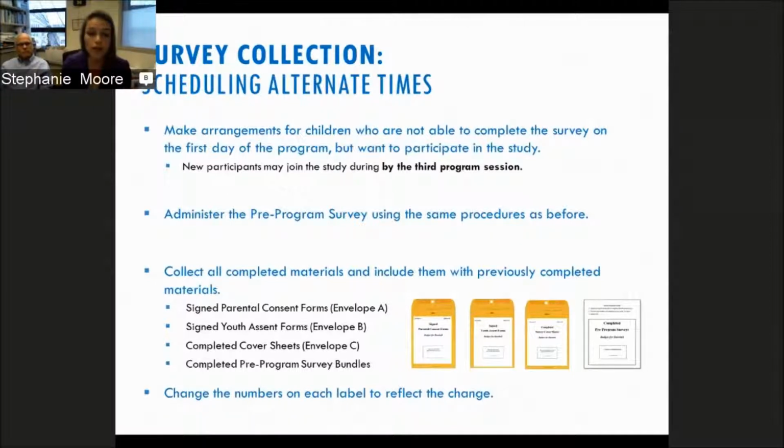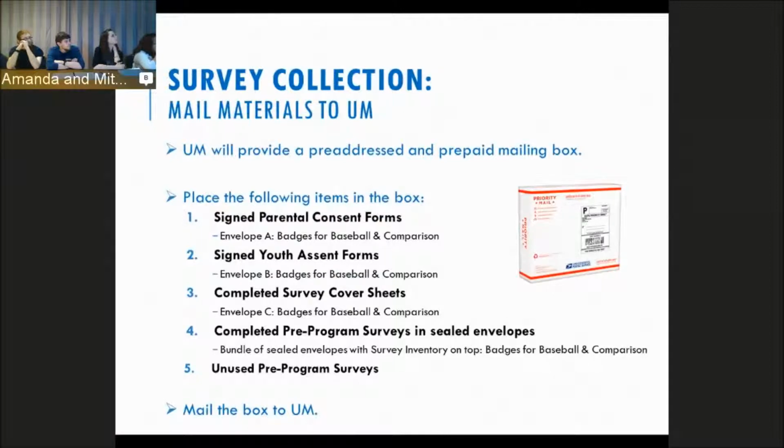So if you had 20 kids take it the first day and then you have 2 kids take it a week later, then you'll include those two forms in each envelope, include their 2 surveys, and then update each of the labels to say 22, because now you're sending us 22 surveys and 22 consent forms, 22 assent forms, and 22 cover sheets. Okay, so then mailing all these materials are going to be mailed back to U of M.